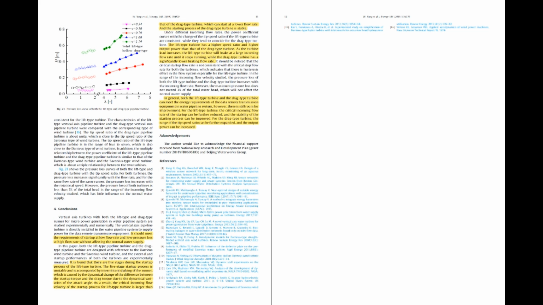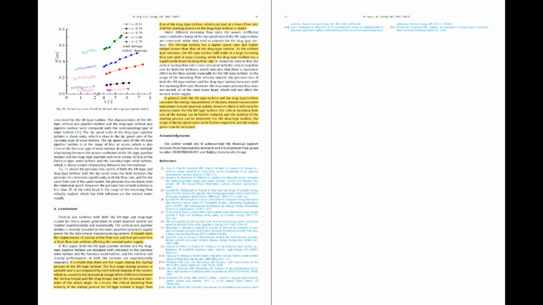Vertical axis turbines with both the lift type and drag type runner for micropower generation in water pipeline system were studied experimentally and numerically. The critical incoming flow velocity of the startup process for lift type turbine is larger than that of the drag type turbine, which can lead to a lower flow rate, and the starting process of the drag type turbine is more stable.